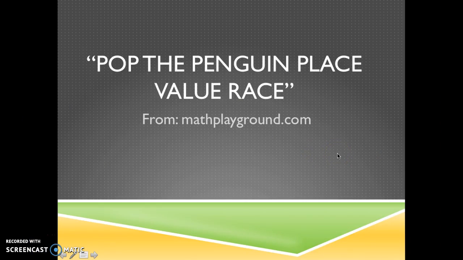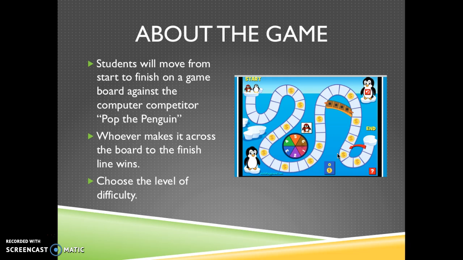Hi, my name's Deborah Sizer, and I chose Pop the Penguin Place Value Race from mathplayground.com to use as a math intervention to help students with computation fluency. And I selected this resource because it helps children to focus on numbers and not on digits, which will help them understand standard algorithms better and give them better conceptual skills to help them have flexible thinking when approaching various problems.